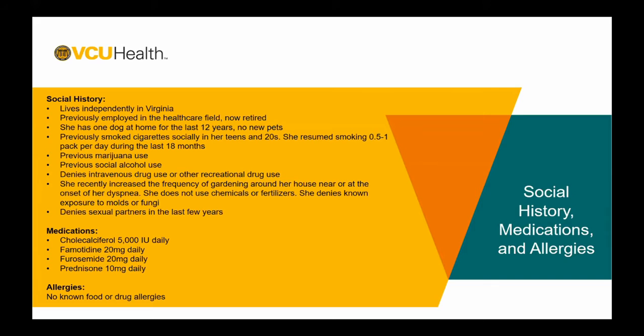Prior marijuana use, previous social alcohol use, however, otherwise denied IV drug use or other recreational drug use. She recently increased the frequency of her gardening around her house near or at the onset of her dyspnea symptoms. She does not use chemicals or fertilizers, and she denies any known exposure to molds or fungi. And she denies any sexual partners in the last few years.